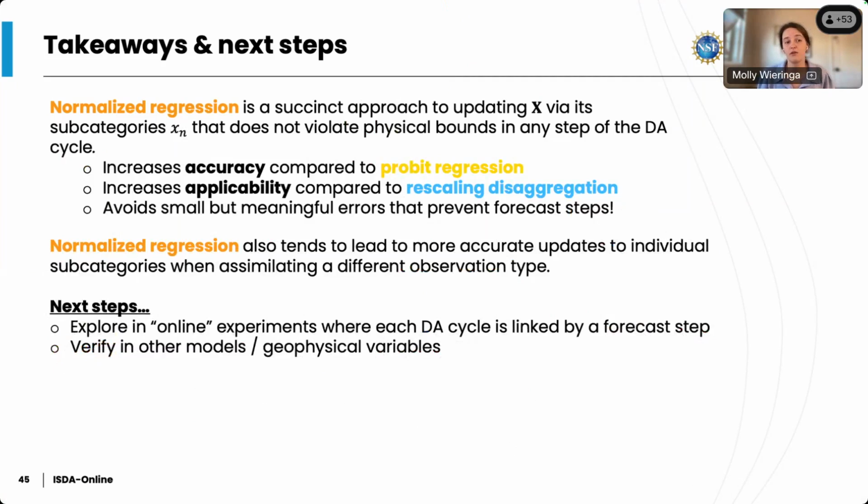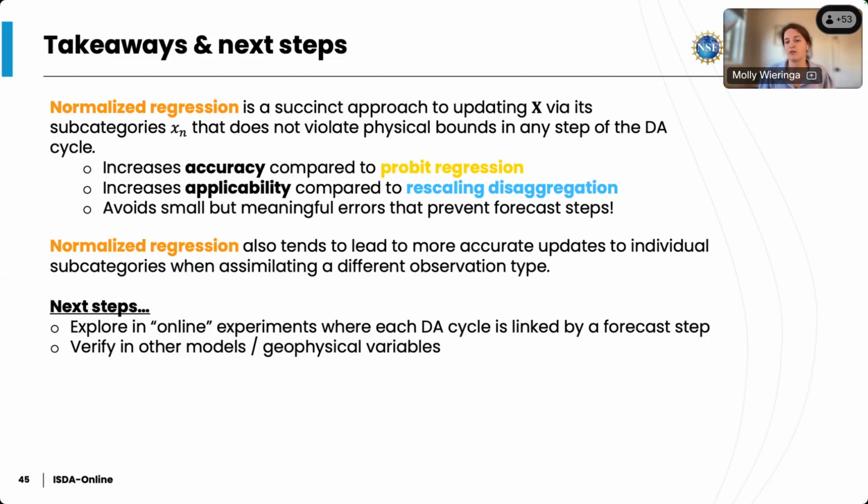We also note that it avoids small but pretty meaningful errors that can crash our forecast model, which is really helpful in a practical implementation. And we find that normalized regression allows us to improve estimates of subcategories when assimilating observations that are not sums of those subcategories, which gives us some flexibility in how we go about correcting the underlying state of the model.